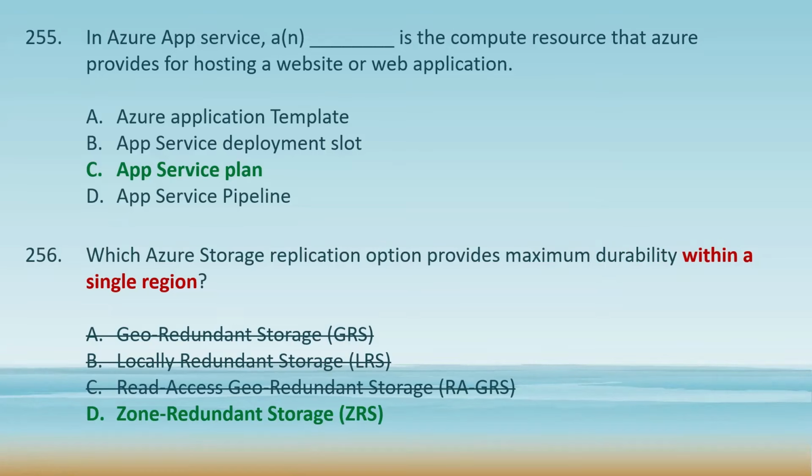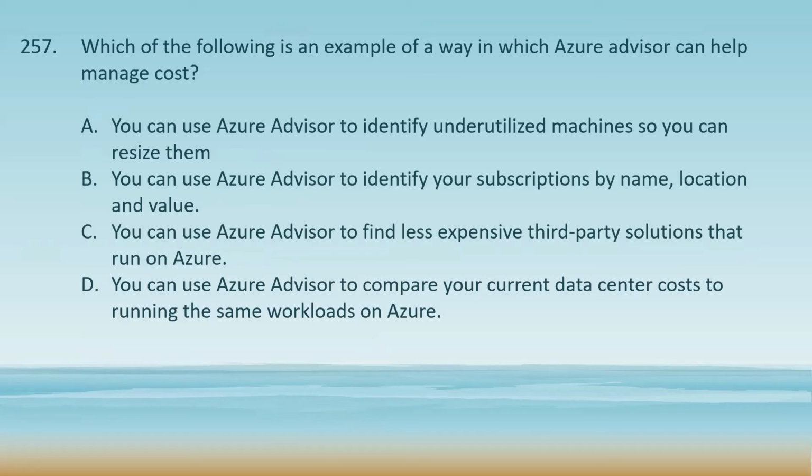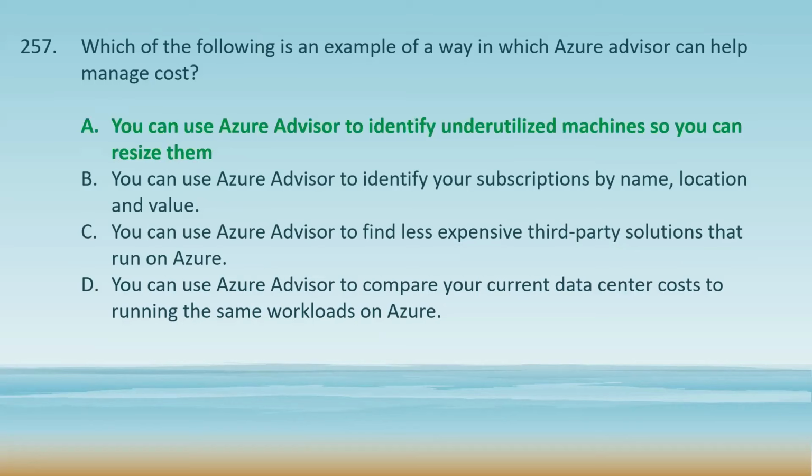Let's look at question number 257. Which of the following is an example of a way in which Azure Advisor can help manage costs? And your options are: you can use Azure Advisor to identify underutilized machines so you can resize them. You can use Azure Advisor to identify your subscription by name, location, and value. You can use Azure Advisor to find less expensive third-party solutions that run on Azure. You can use Azure Advisor to compare your current data center costs to running the same workloads on Azure. And friends, the right answer here is option A. You can use Azure Advisor to identify underutilized machines so you can resize them.